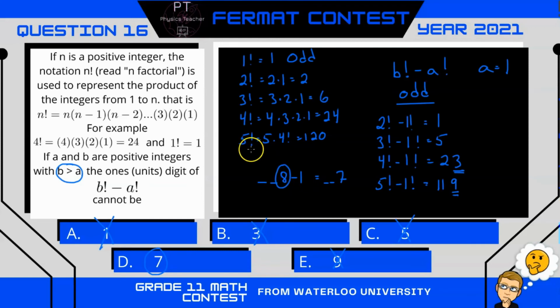Why not? Well, we don't have one in the first 5, and everything after 5 factorial, including 5 factorial, is divisible by 5, meaning in your 1's digit, you will either get a 0 or a 5, never an 8. So you'll never get a 7 in your 1's digit for B factorial minus A factorial.